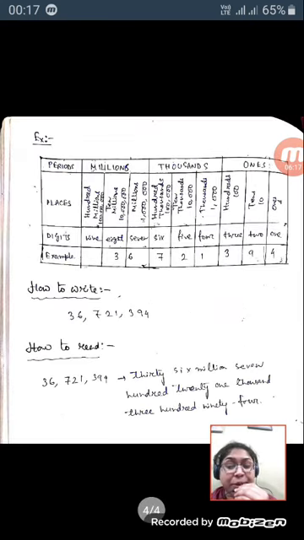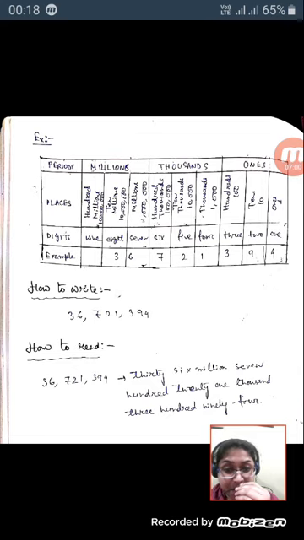So look at this example where an example is given: 36721394. How will we write it? 36, 721, 394. As we know, the ones position will take 3 digits, the thousands position will take 3 digits, and the millions position will take 3 digits. So how will you read this? 36,721,394. Okay, so this is the way of writing and reading any type of international number.